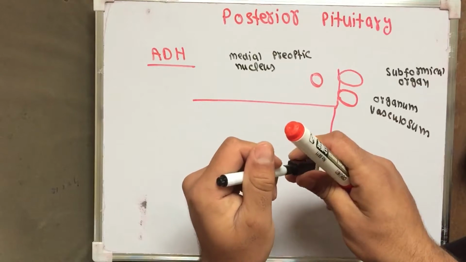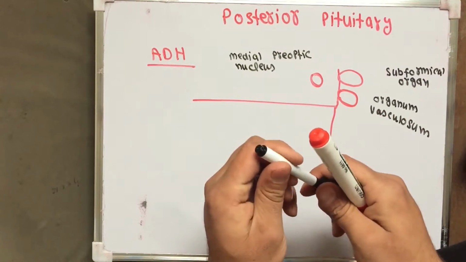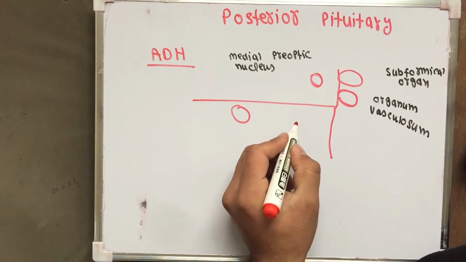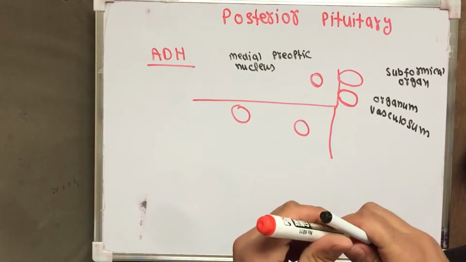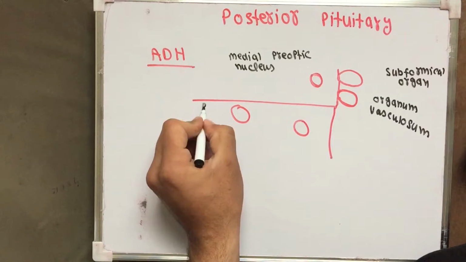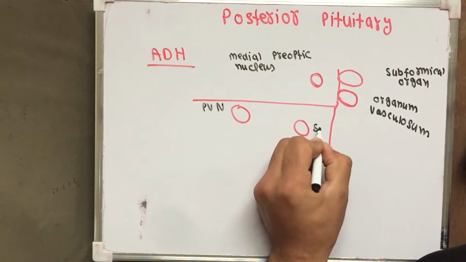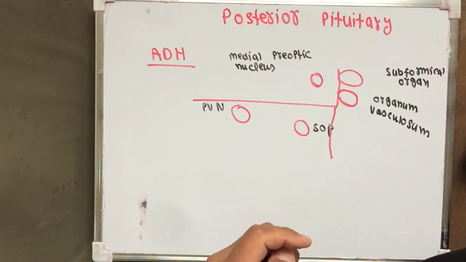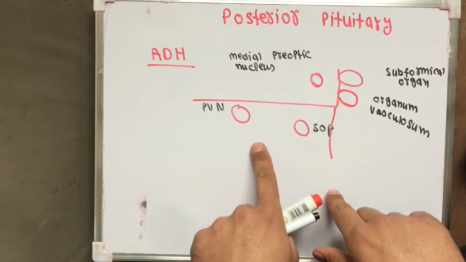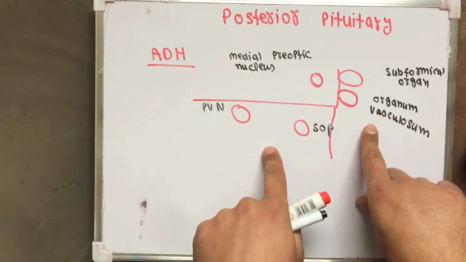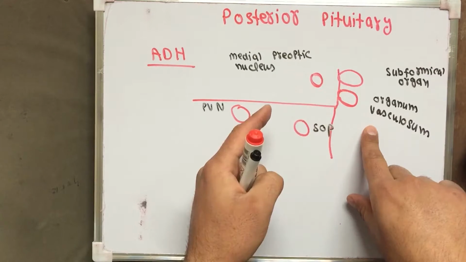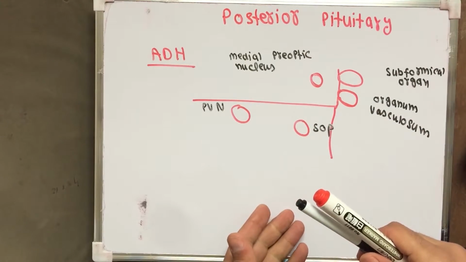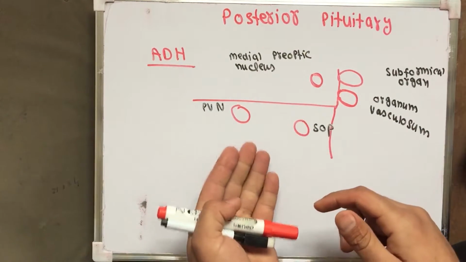This is medial preoptic nucleus. Here we have paraventricular nucleus and here we have supraoptic nucleus. This is paraventricular nucleus. This is supraoptic nucleus. Now, this is hypothalamus. This is organum vasculosum. This is subformical organ and this is a medial preoptic nucleus. And now we know that these are connected to the posterior pituitary.